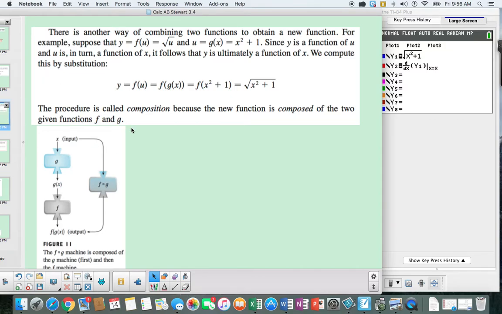Now, what is a composition and what does it look like? It's where the input value is put into a function, such as g of x, and after it goes through the g of x function, it comes out and is then sent into another function, the f function, and we get this. The procedure is called a composition because the new function is composed of two functions, f and g. So it's one function going into another function.